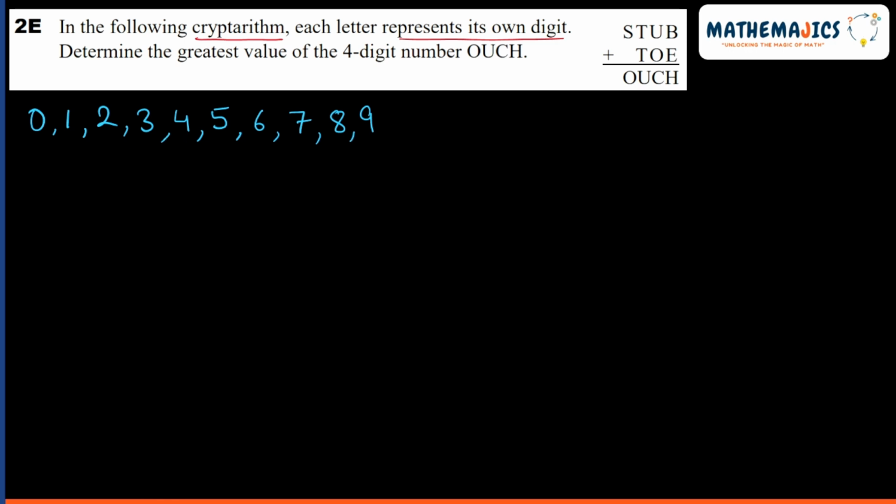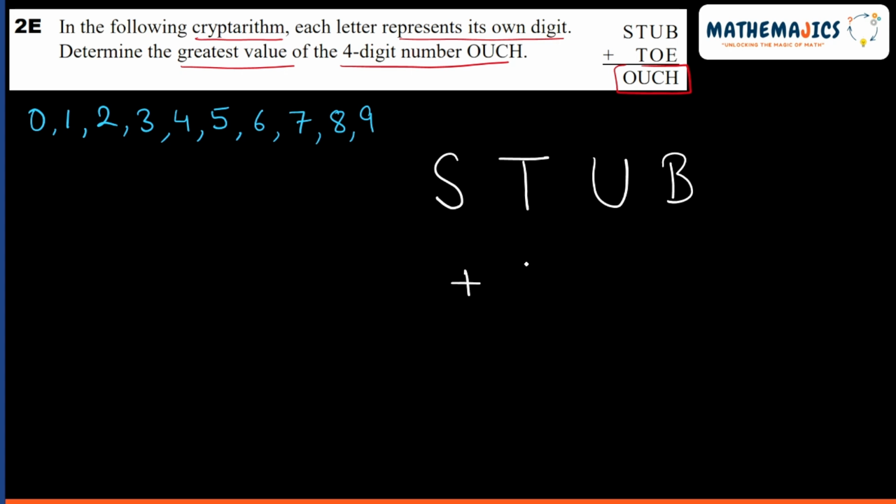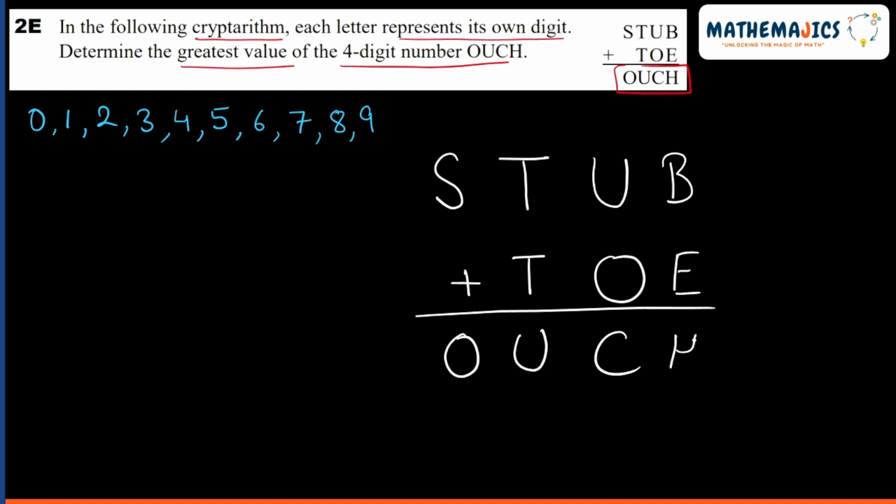Yes. And what do we need to do? We need to find the greatest value of this 4-digit number. This is a 4-digit number. We need to find the greatest possible value for this 4-digit number. So let's see how we can solve this. Before that, let's write this question properly. This is S T U B plus E O E. Please don't mistake this O as 0. This is O U C H.